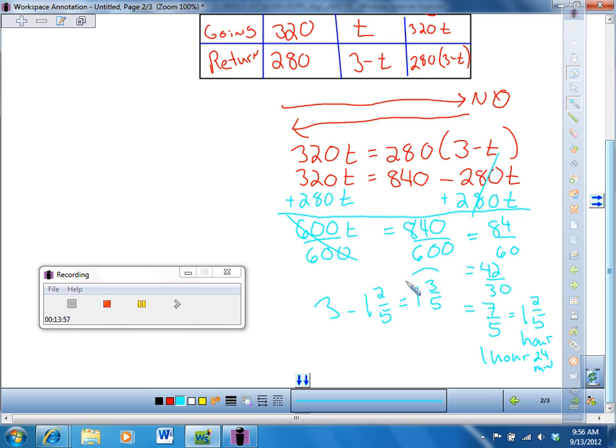So the return flight took 1 3/5 hours. They didn't ask us that question, but if I needed to know, the return flight took us 1 3/5 hours, which makes sense because this plane's going slower than this one, right? They could have very well asked that question. Oftentimes they do. A lot of times they do. And that's the end. So let's stop this.